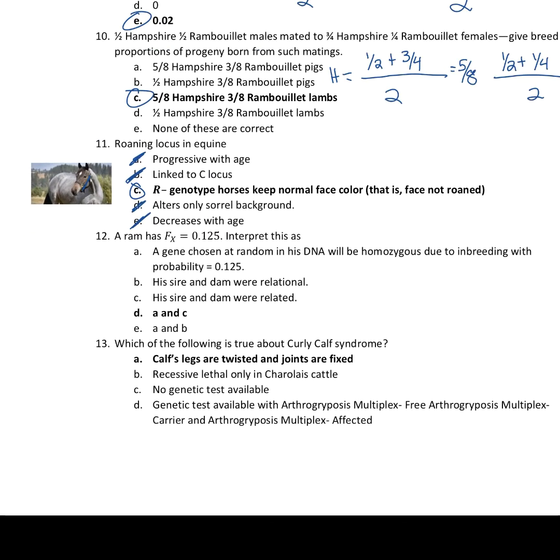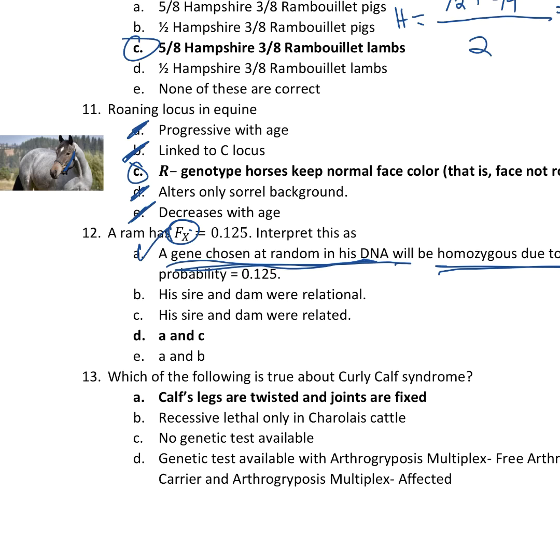Moving on to number 12, a ram has an inbreeding coefficient of 0.125, so F of X, that's our inbreeding coefficient. And we know that the inbreeding coefficient means a gene chosen at random in his DNA will be homozygous due to inbreeding with a probability of 0.125. That is basically the definition of inbreeding coefficient, so A is correct.